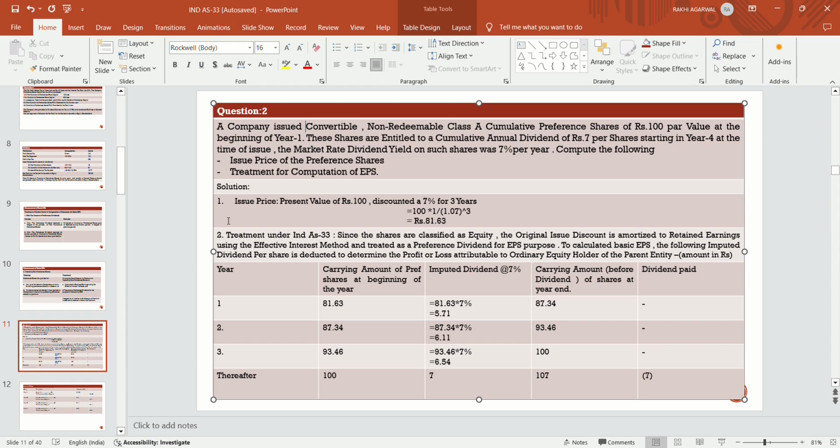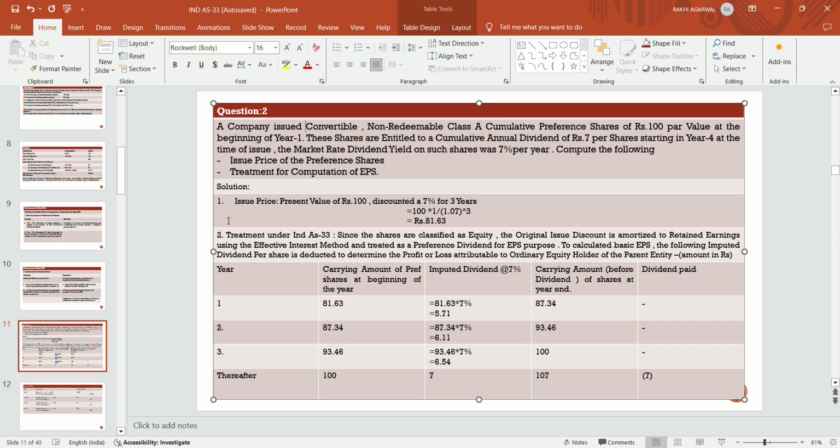So what they did, they issue the shares at a discounted price. The price of the preference shares is 100 par value, but they issue at the discounted price. So in the question, what happened? The shares are entitled to a cumulative annual dividend of rupees 7 per share starting at year 4, because at the beginning of year 1 they will not be entitled to get the dividend. The market rate dividend yield on such shares was 7% per year. Compute the following: issue price of the preference shares.